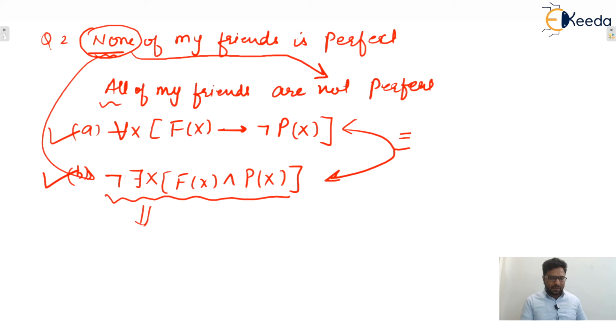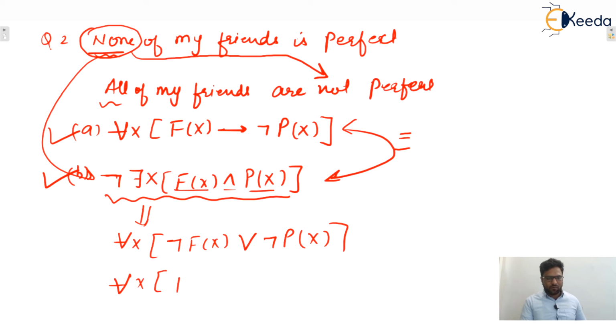If you simplify this one, then we can say that negation becomes for every, and inside there is f of x and p of x. Then when negation operates on the inside, we apply De Morgan's, and it becomes negation f x or negation p x. Yes or no? Tell me whether this one is equivalent to f x implies negation p x or not. Yes, that is equivalent.